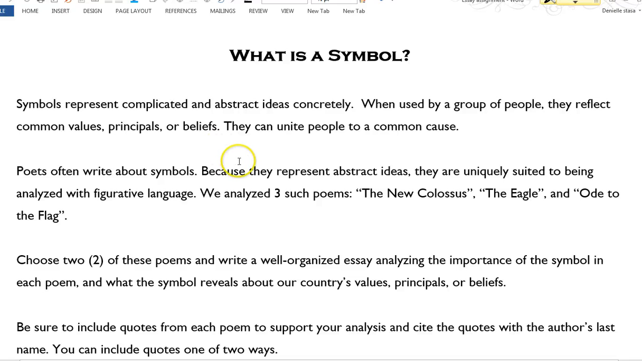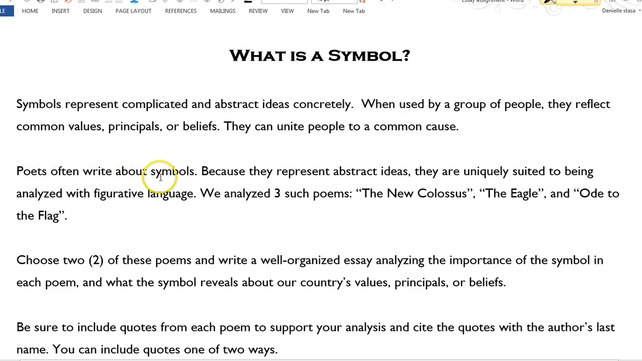Okay, so this writing assignment is about symbols. We've been talking about symbolism in class. Symbols represent complicated and abstract ideas concretely. When used by a group of people, they reflect common values, principles, or beliefs. They can unite people to a common cause.